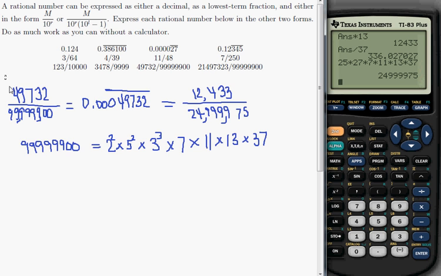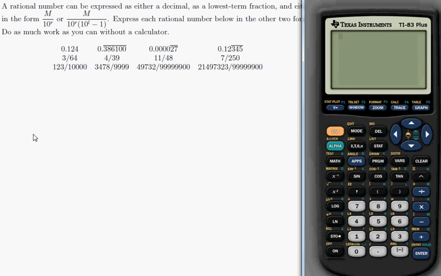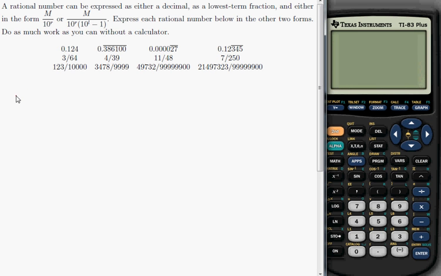Finally, let's now take a look at the fourth column. So 0.12345, where the 345 is repeating. This can be written as 0.12 plus 0.00345.